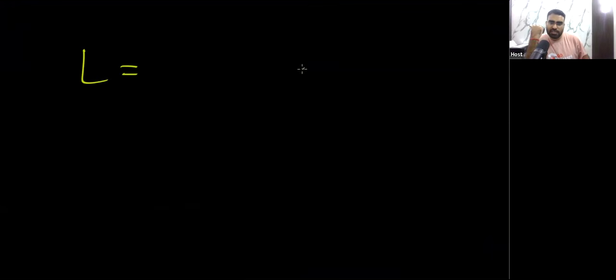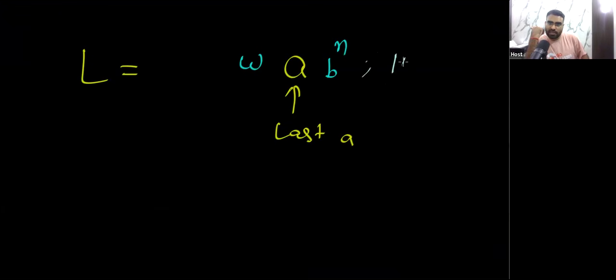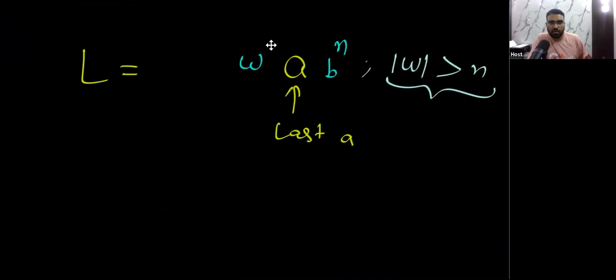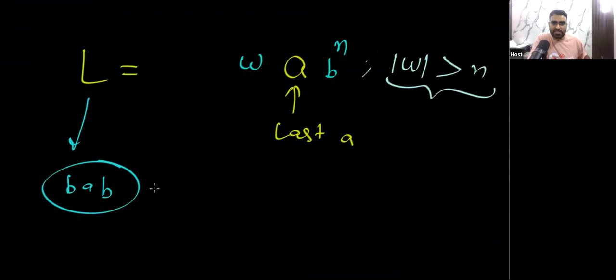The language that you are getting is: last A followed by B power n. Before this you have W, such that the length of W is strictly greater than n. This is the language. Now you can easily see that some options are gone. For example, this BAB, you can easily see this is eliminated.